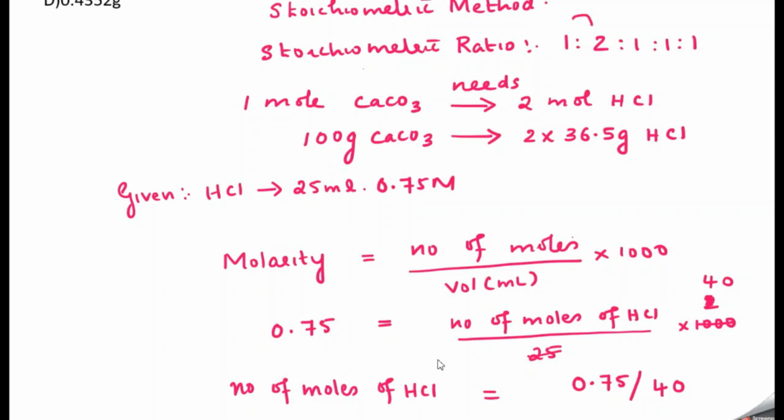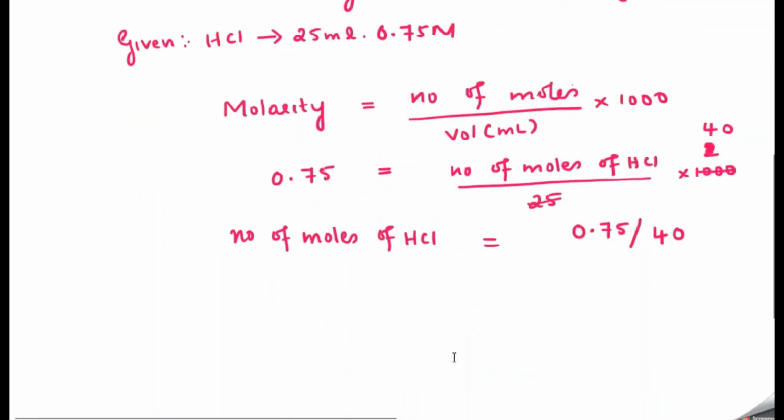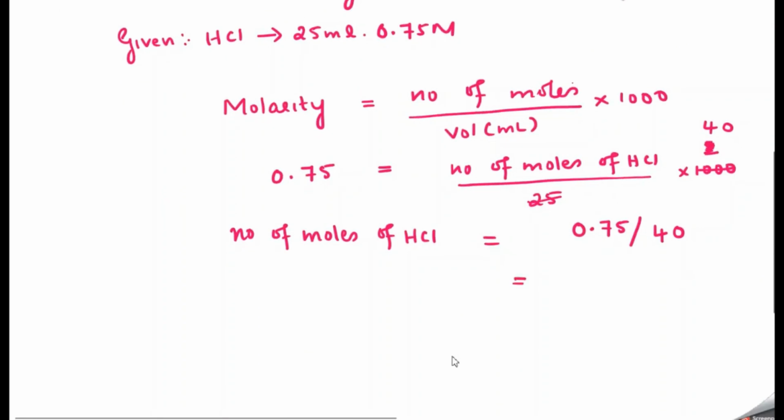So we need to find out this value. 0.75 divided by 40, which will come around, let me scroll, to 0.01875. This is the exact value. So this much number of moles are there, correct?